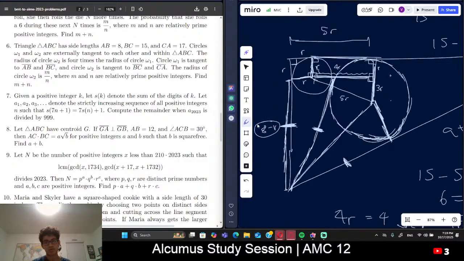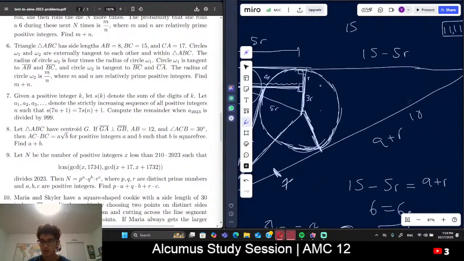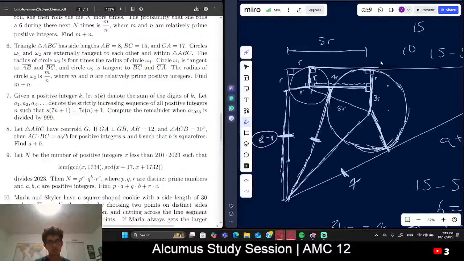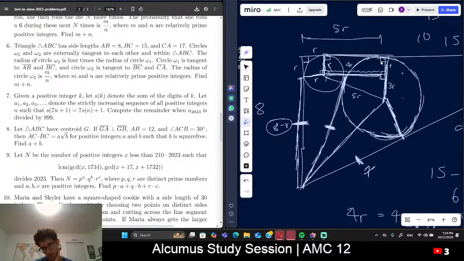Okay, wait, this was 7. So if this was 7 and this is also 7, we know that this side length is going to be 10. This is going to be 10. What are they asking us for? Yeah, the radius of circle omega 2 is m over n. So obviously that's not, we're doing it wrong.